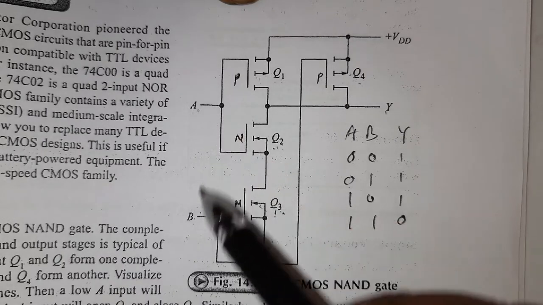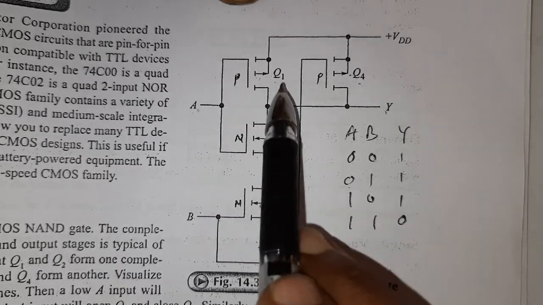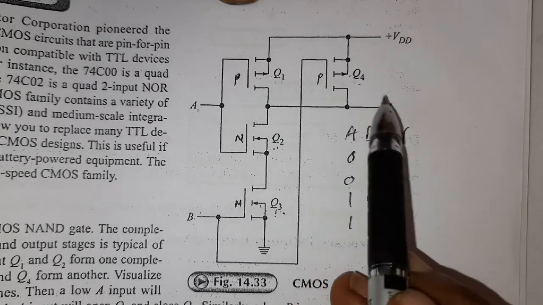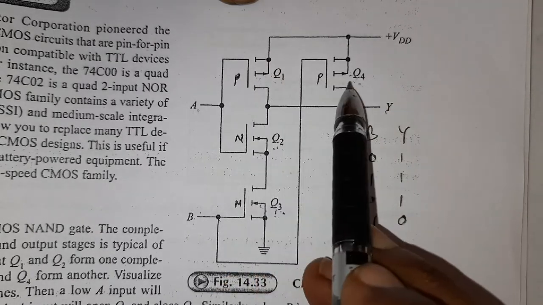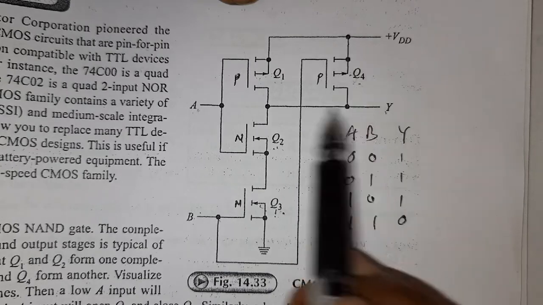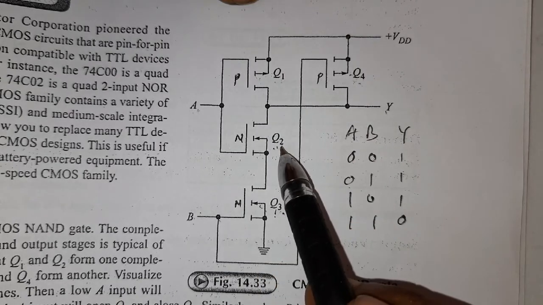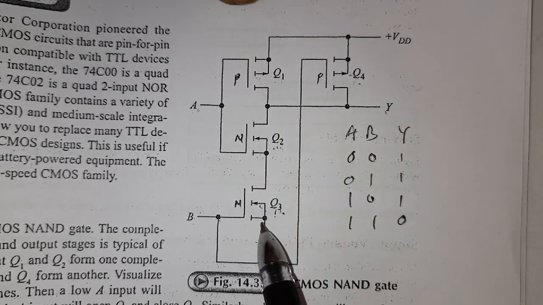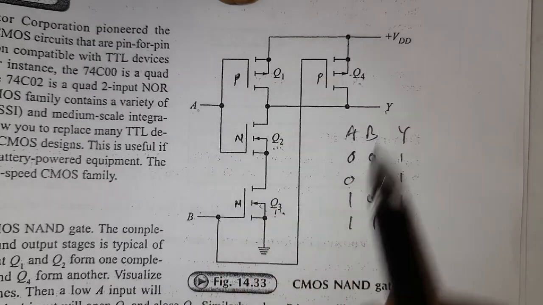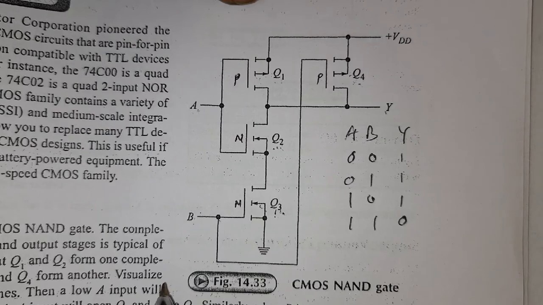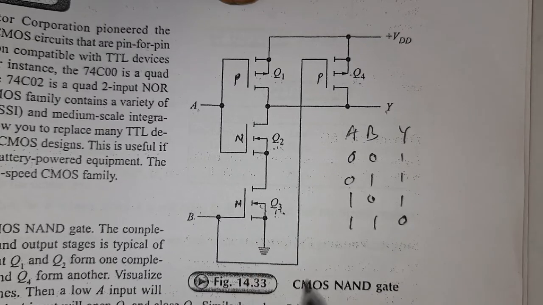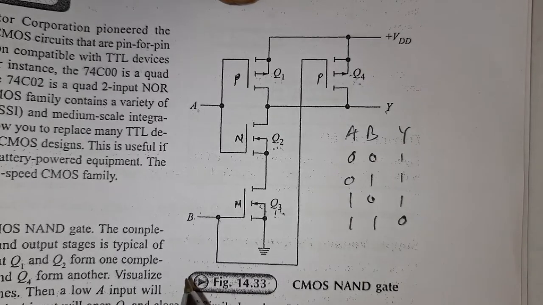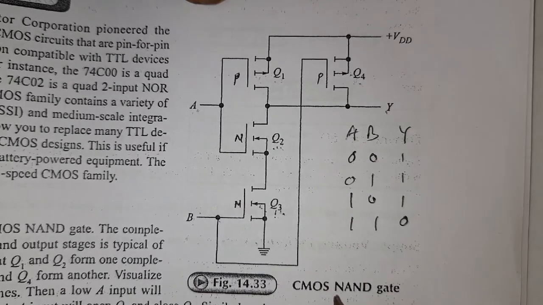And when both A and B are low, then both Q1 and Q4 are on and Y will be connected to VCC either through Q1 or through Q4 or both. And both Q2 and Q3 will be off. They will prevent the wire from being connected to ground. And therefore the circuit will work as a NAND gate. Now as it is made up of two CMOS pairs, it is known as CMOS NAND gate.